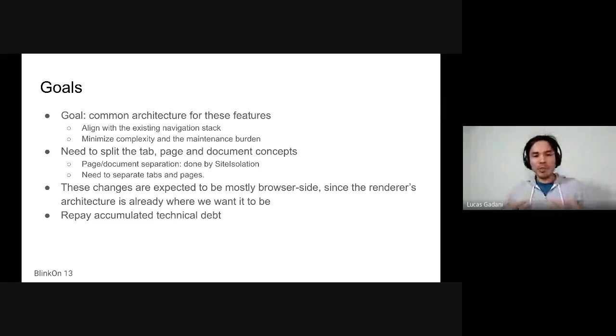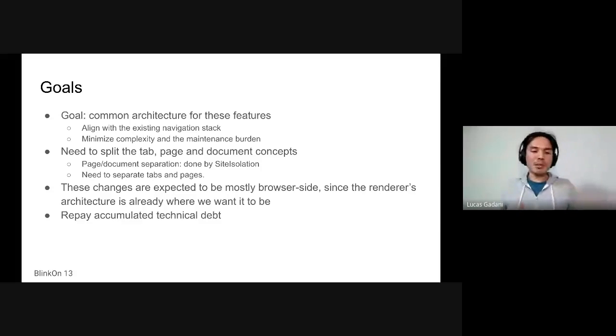In order to achieve this, we want to split the tab, the page, and the document concepts. The tab is self-explanatory. It's what the user sees in their UI. Now the page and the tab contents are a little bit more complicated, because when you have just a single page per tab, these concepts can often be considered the same. But with multi-page architecture, you can now have multiple pages in the same tab, which makes it a little bit more complicated.